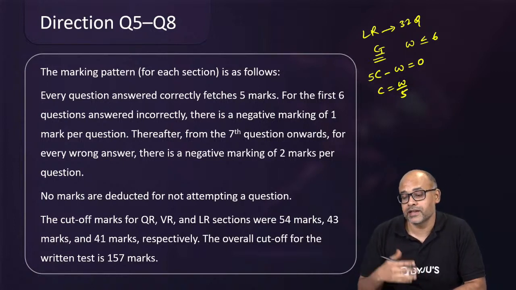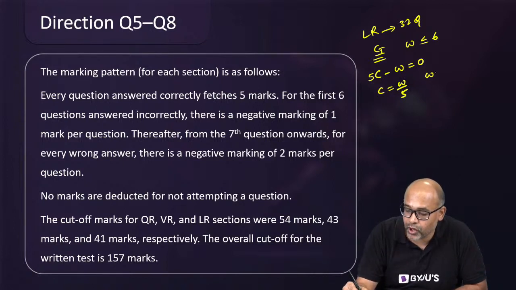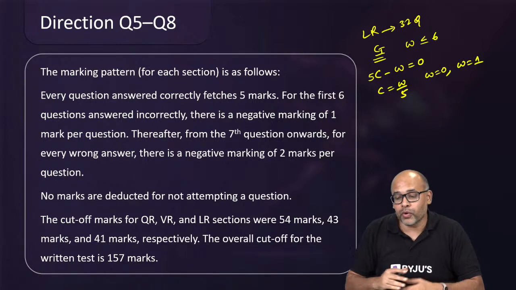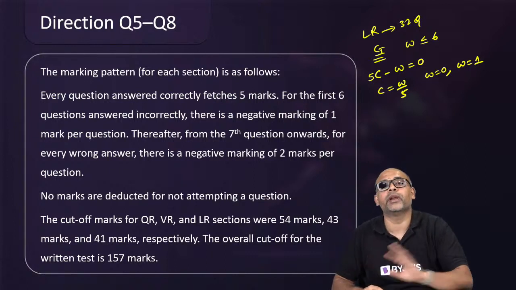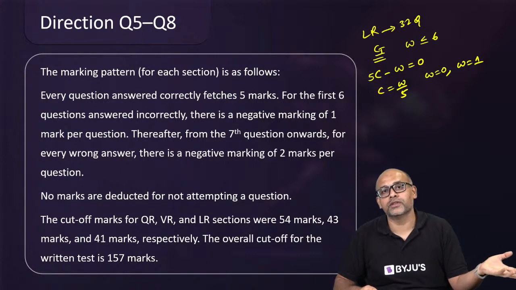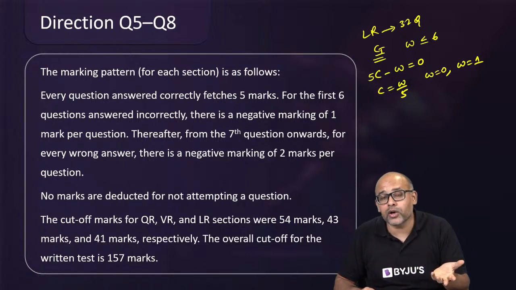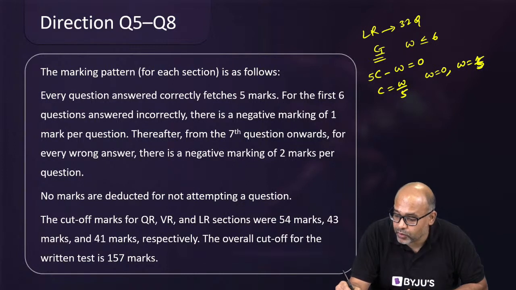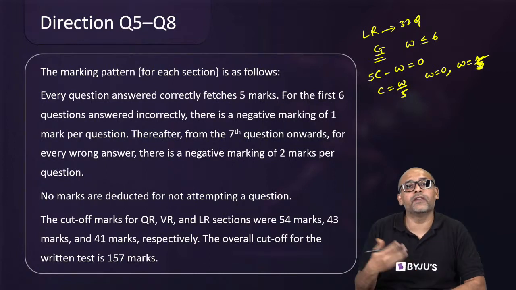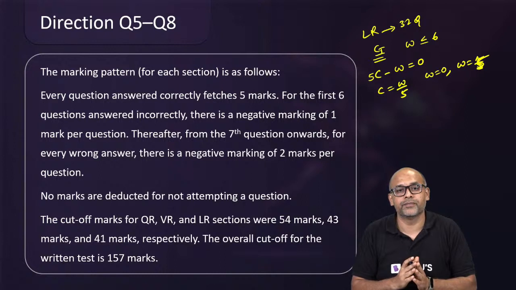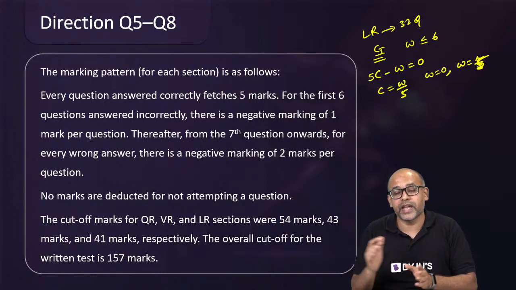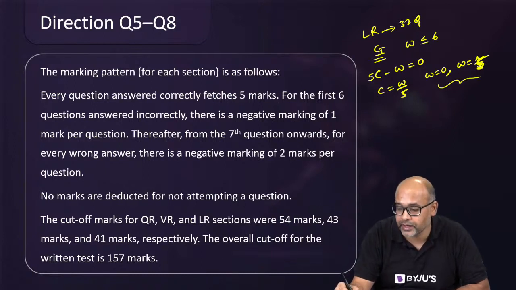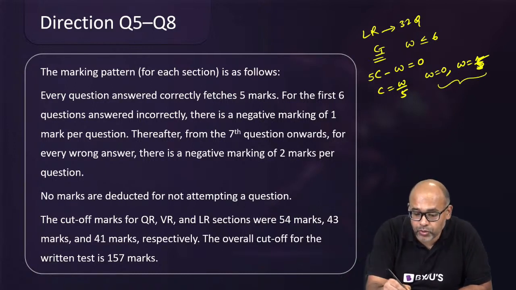What are the possibilities, guys? C should be an integer. You can have wrong equal to 0 or wrong equal to 5. Only two cases. Wrong equal to 0 means you did not attempt anything, no corrects, no wrongs, so you will get 0 marks. Wrong equal to 5 means 5 wrongs and 1 correct balance out, so you will get 0 marks. So case number 1 is done, two possibilities, no other possibilities.